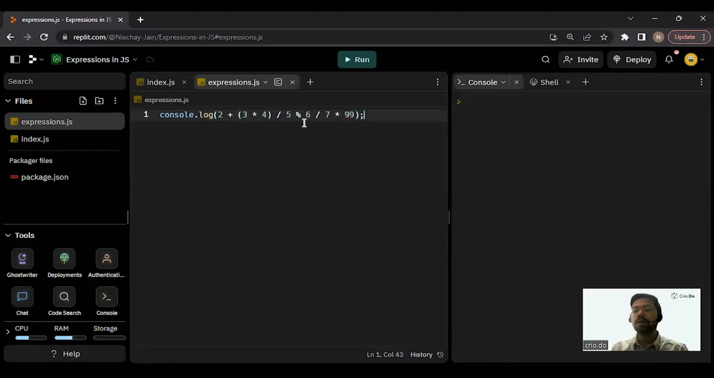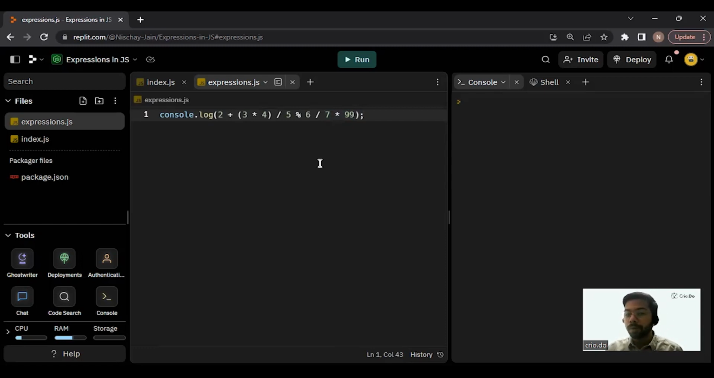Now have a careful look over here. If you're going to evaluate this by yourself without using any calculator, you must be using a modulus operator before using the division operator, or in some other random case, you would like to do this 7 into 99 first and then eventually divide that whole thing by 6, right? So which is the correct thing? Which operator has to be executed before which one? So we need to have a set of rules for the same. So we call that rule the precedence rule.